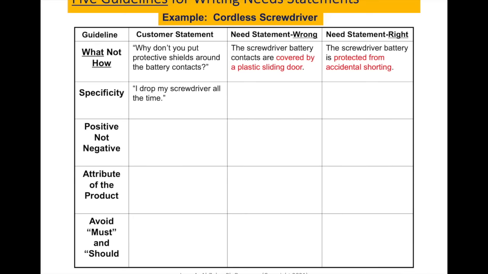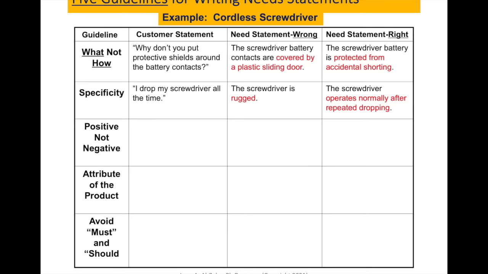So one of the students might come and say, okay, the screwdriver is rugged, right? So this is not specific. The screwdriver can be damaged in multiple ways. So how is that related to what the customer mentioned? We can look at the customer statement, where he's mentioning dropping the screwdriver. So you need to focus on that aspect, not on just generalizing things. So we can write the need statement as: the screwdriver operates normally after repeated dropping.